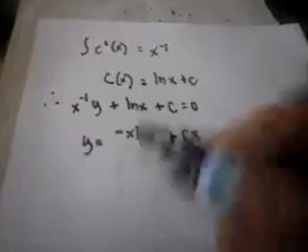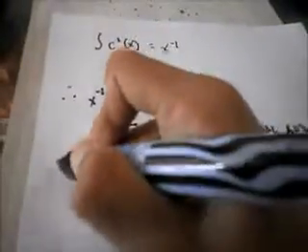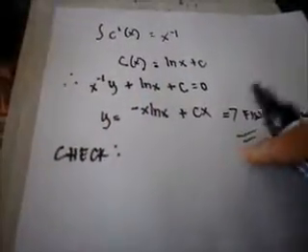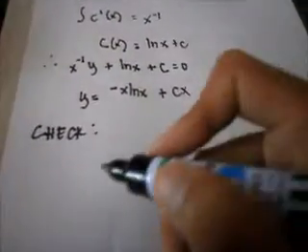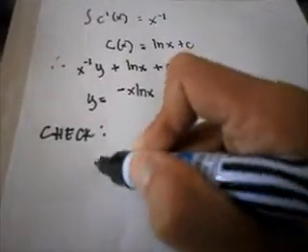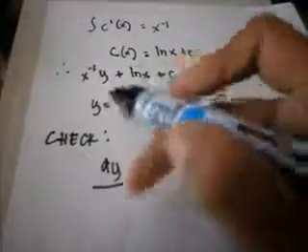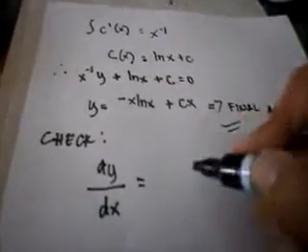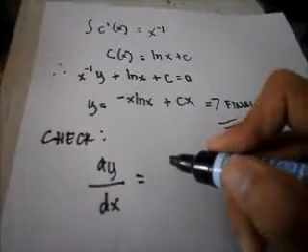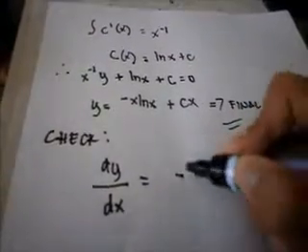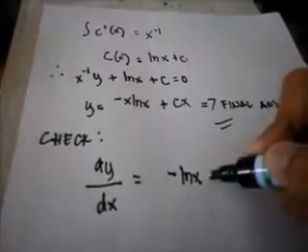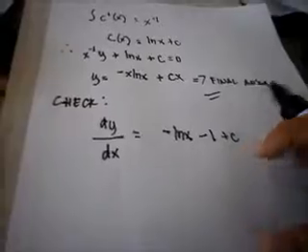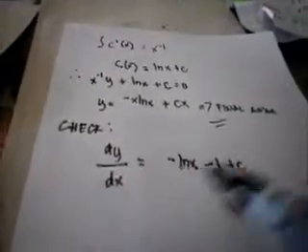In order to verify if our answer is correct, we must check our answer. So how do we check our answer? First, we need to differentiate y, our answer, in terms of x. So we have negative ln x minus 1 plus c. Yes. So that is the value of our dy dx.